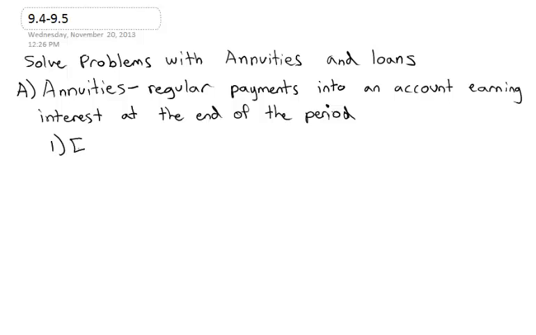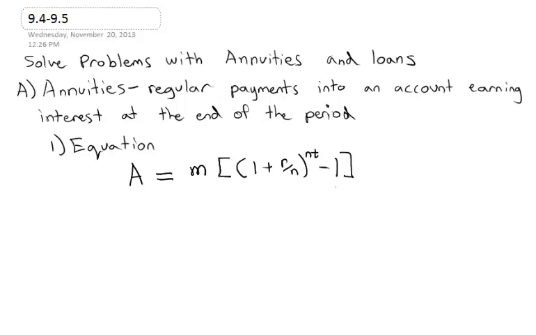And the equation we use for these annuities is a little more involved. Actually, there's only one, so let's not make it plural. The equation we use for the annuity is A, the future value accumulated amount, is equal to the regular payment times, and we're going to have two parentheses. That's going to be important when we get to the calculator. 1 plus r over n to the nt, minus 1, all over the rate divided by n.